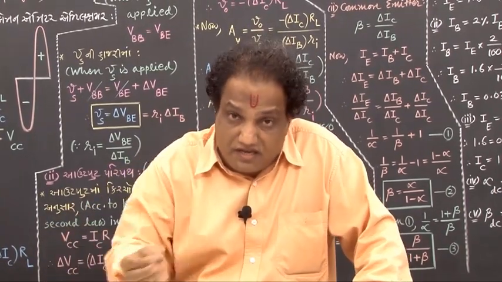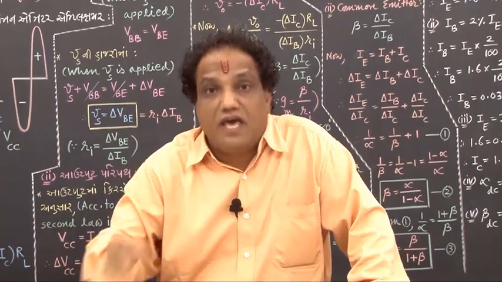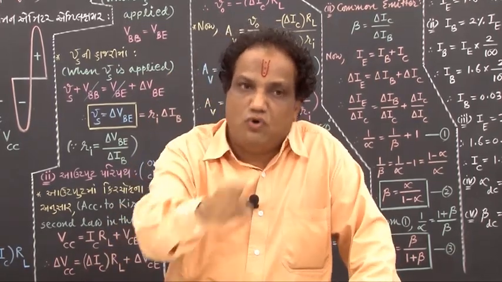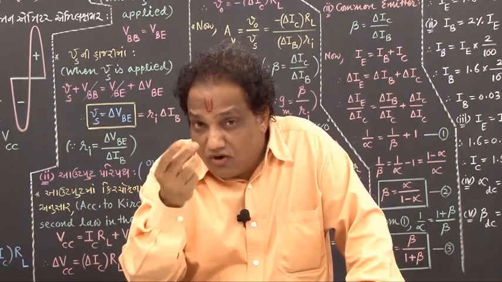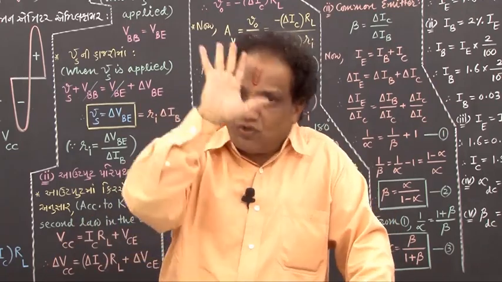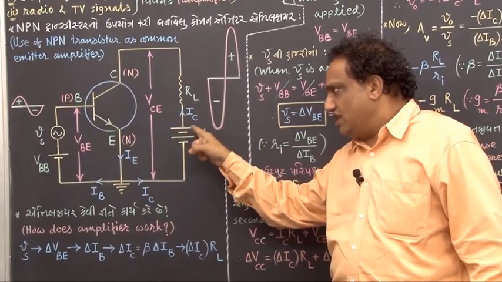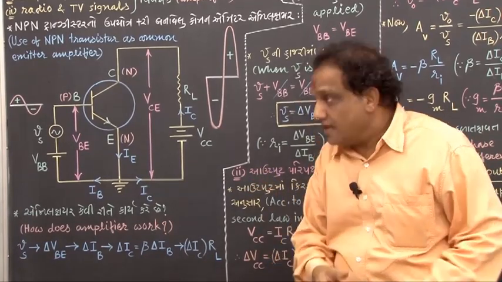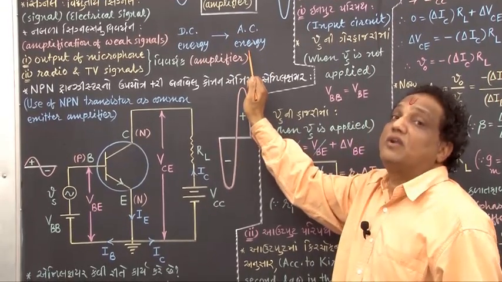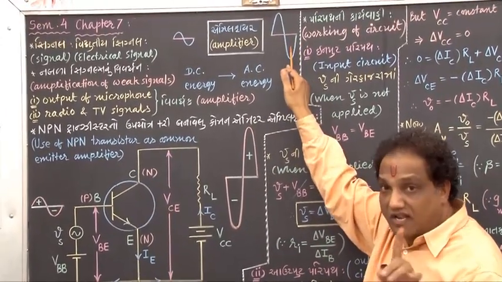Then does it mean that here electrical energy is produced? No. According to the law of conservation of energy, energy is neither created nor destroyed, correct? Energy can be transformed from one form to another form. So how are we getting an increase in output power at the cost of which energy? I am showing you. See, in this battery, energy is stored in the form of DC, and that energy stored in the form of DC gets transformed into energy in the form of AC, and that's why we are getting an amplified AC signal, correct?